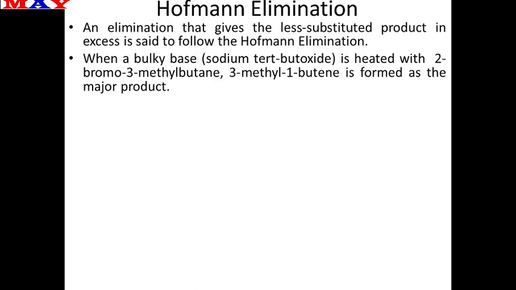When a bulky base like sodium tertiary butoxide is heated with 2-bromo-3-methyl butane, 3-methyl-1-butene is formed as a major product. We have taken the same alkyl halide which we have considered in the earlier sets of elimination, but this time the base we are using is a bulky one. Earlier we used sodium ethoxide, now we are using sodium tertiary butoxide.